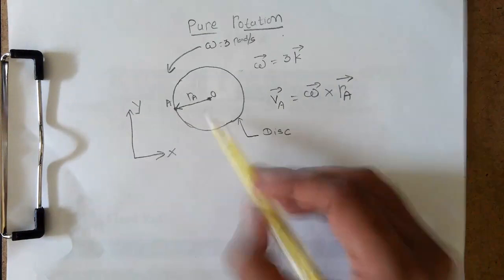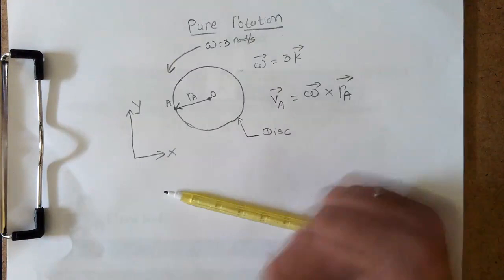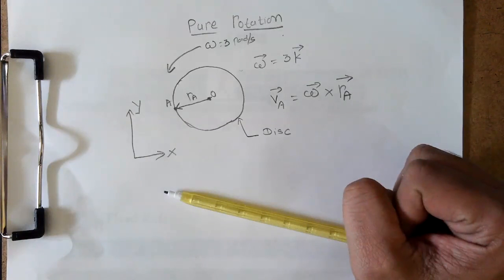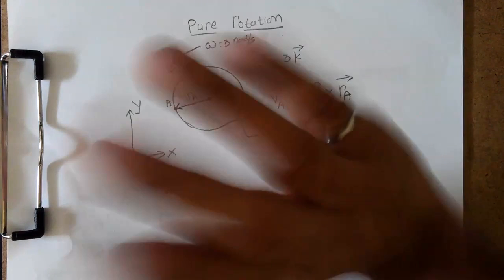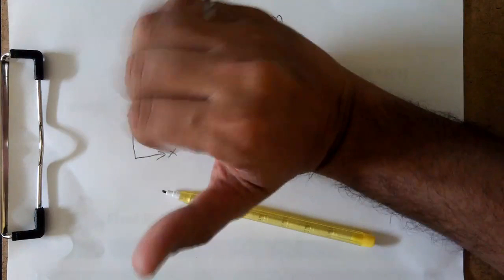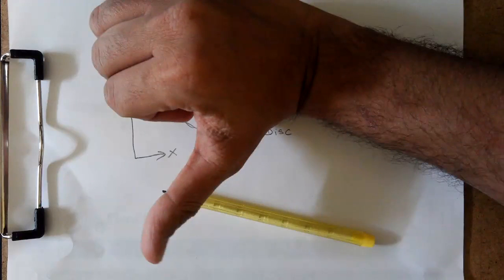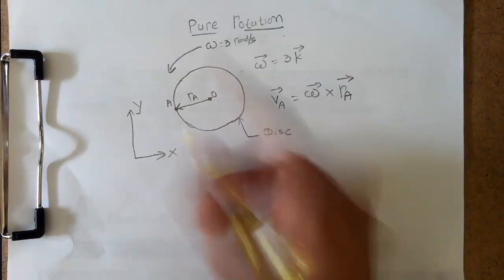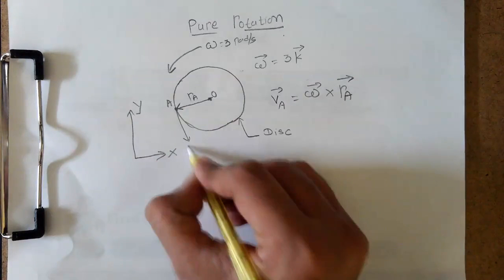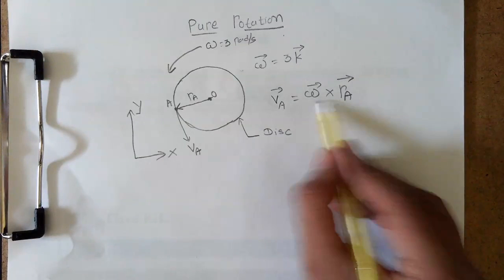Here omega is perpendicular to the plane of paper and R is here. If you want to find the direction as well, it's omega cross R. It's very difficult to explain here, but if you take your right hand, point in the direction of positive omega, and then bend it towards R, the thumb indicates the positive direction of velocity, which is perpendicular to R and pointing in the direction of rotation. So this is the direction for velocity of A, and its magnitude can be calculated using V_A equal to omega cross R_A.